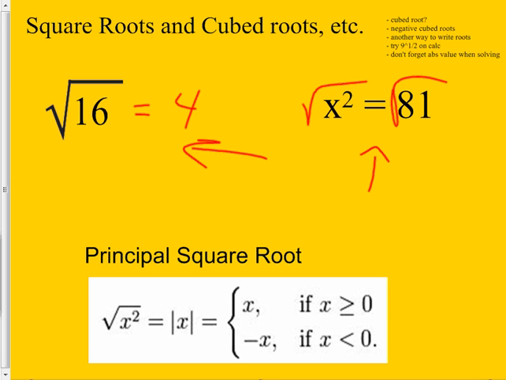Absolute values on the x. And that causes you to get 2 answers. It's not because the square root of 81 is 2 things. The square root of 81 is just 9. But it's because of the absolute values that you get 2 answers: x equals 9 and x equals negative 9.